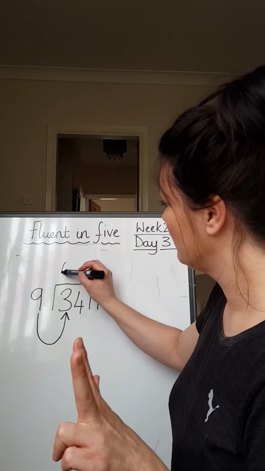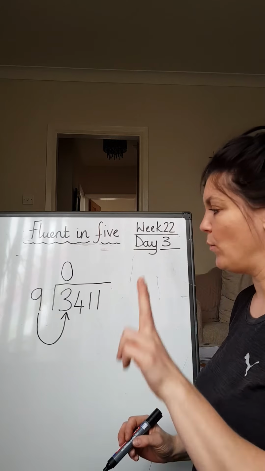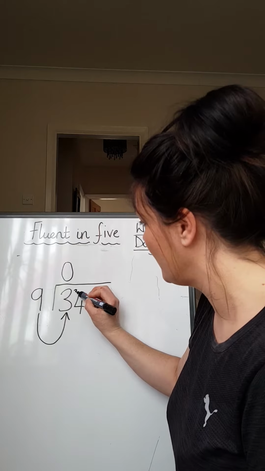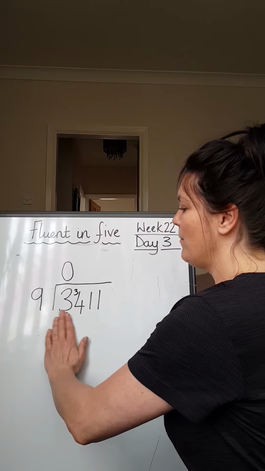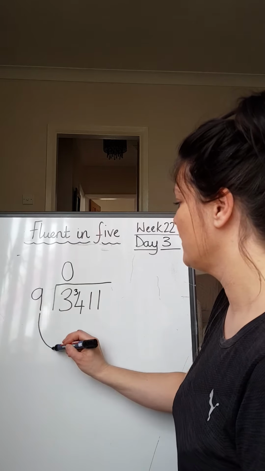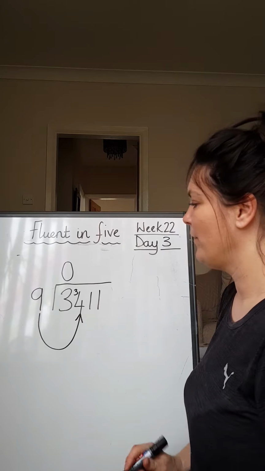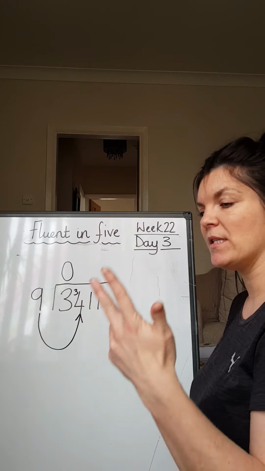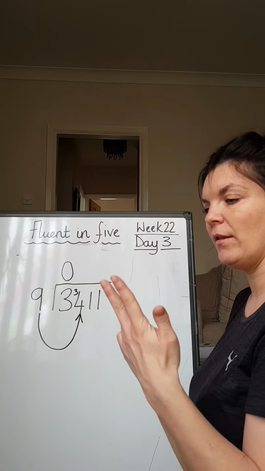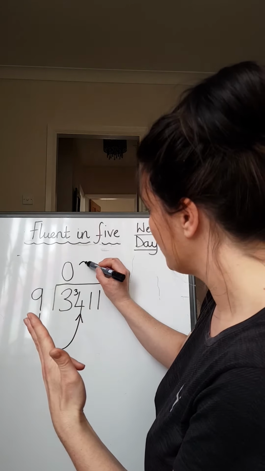Can't get any. Haven't got enough. So I can't get any. What am I going to do with this 3? I'm going to put it on the next number to make the number 34. Okay, now I'm looking for how many groups of 9 I can get out of 34. So counting in 9s, 9, 18, 27, 36. Can't get to 36, so I can get 3 groups.